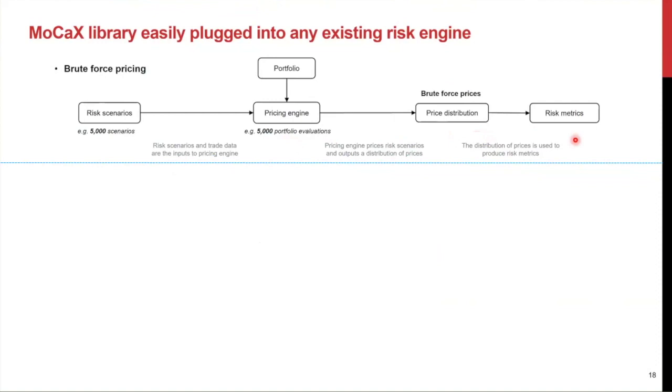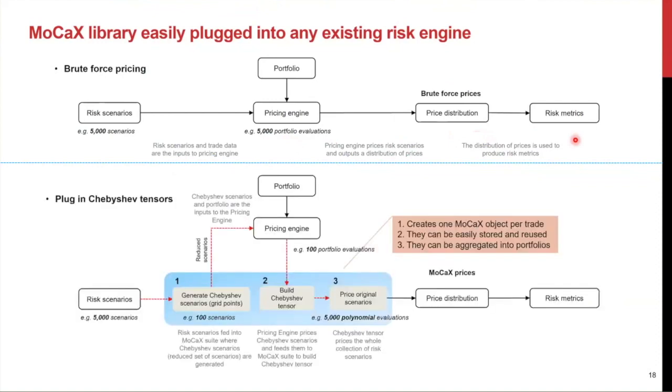Now, given this picture, how can we incorporate Chebyshev tensors in order to alleviate the cost of calling pricing functions on 5,000 scenarios? First of all, you start with 5,000 scenarios, as you did before. Now, what we want is to build Chebyshev tensors. For that, we need the grid points that we know are distributed according to Chebyshev, and then we call the functions to be approximated on those grid points.